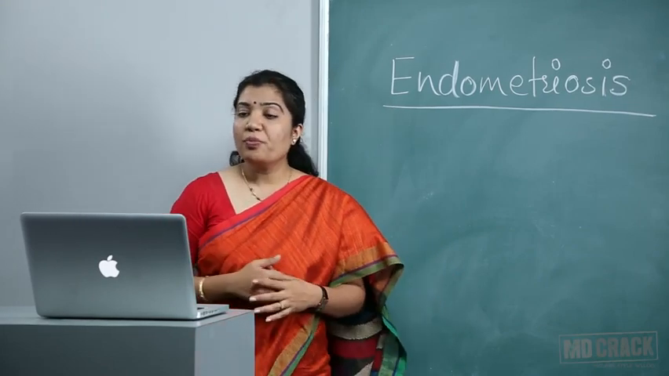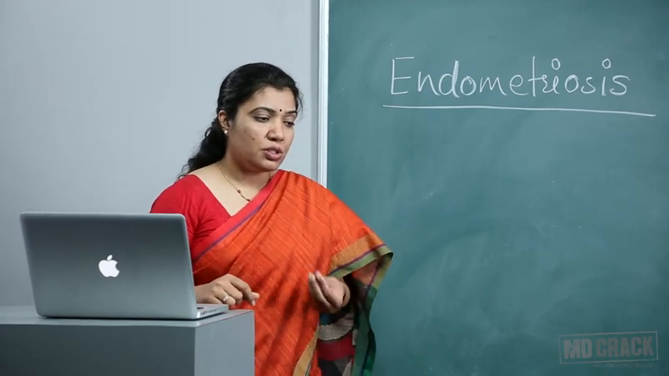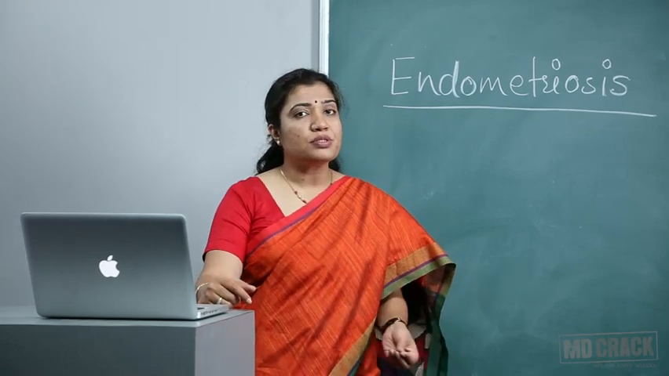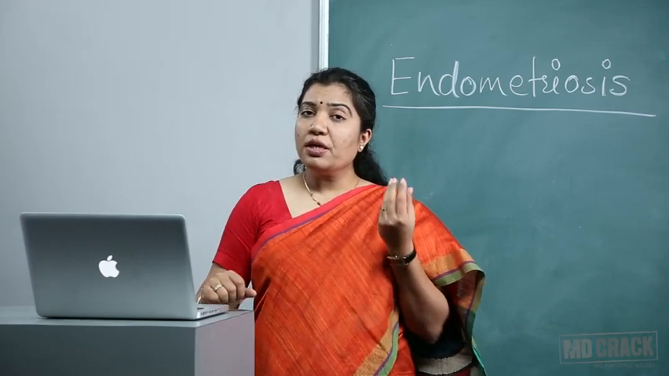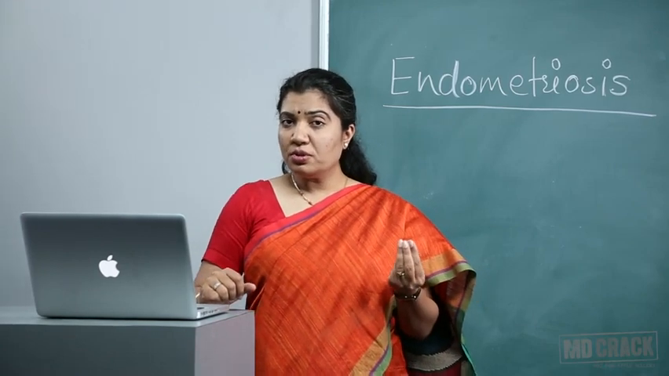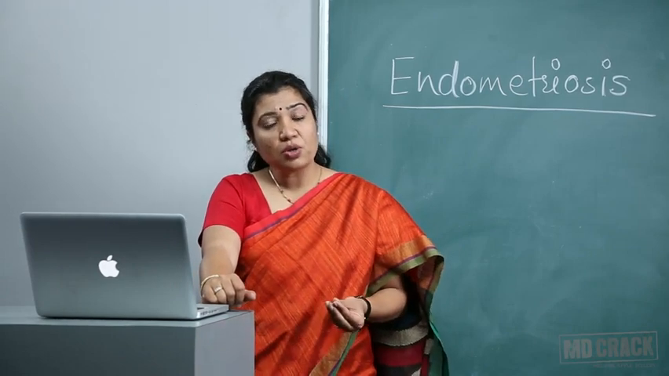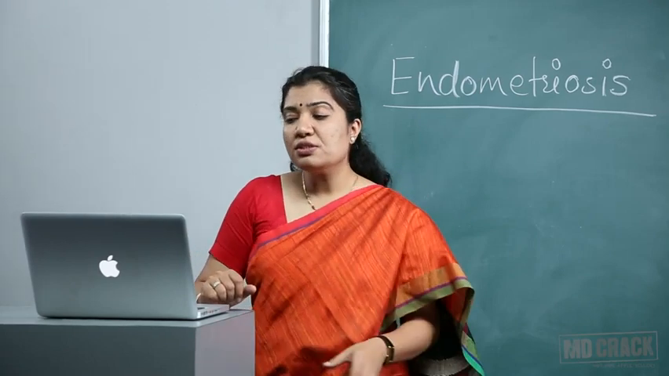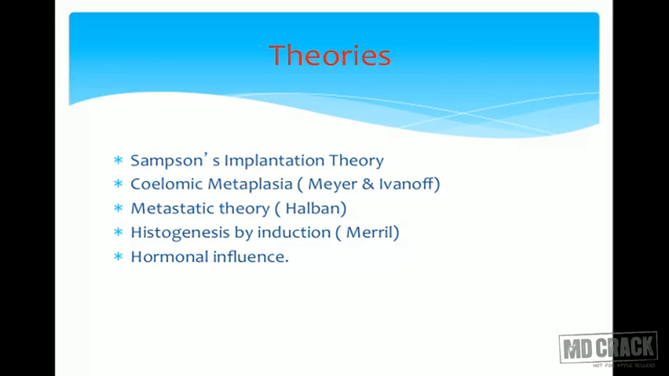Metastatic theory put forth by Halban. He explained why endometriosis can take place in distant organs like the umbilicus or episiotomy scar. So he said that the endometrial tissue gets metastasized either by vascular pathway or through lymphatics and gets dislodged to these distant places, and there the endometrium starts growing. So it's a metastatic theory by Halban.